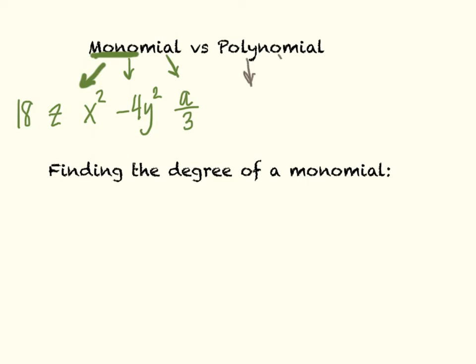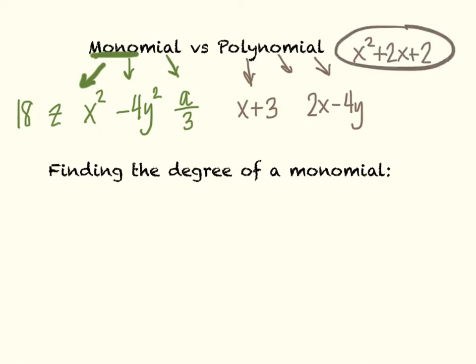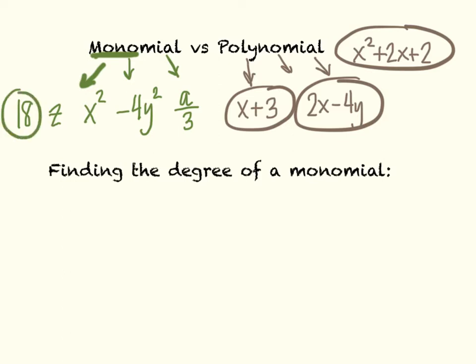And then we can have polynomials, and polynomials would be like if I had x plus 3, or if I had 2x minus 4y, or if I had x squared plus 2x plus 2. All of these are polynomials because they have 3 terms, 2 terms, 2 terms. They're put together with that plus or that minus sign. Monomials are just one term by themselves. Let me circle each monomial over here so you don't think they're all together.